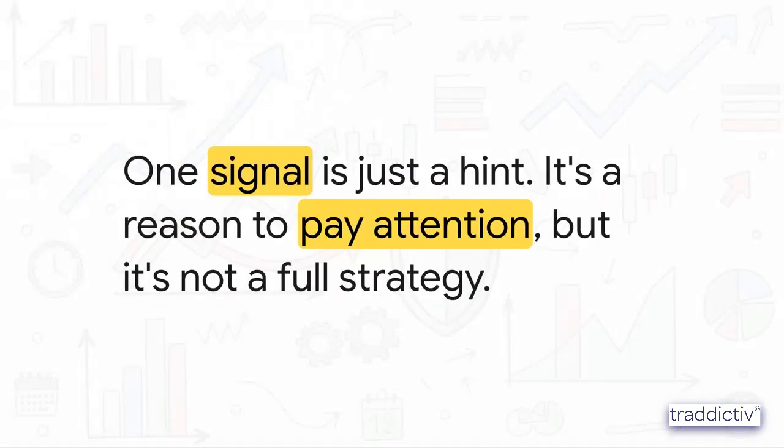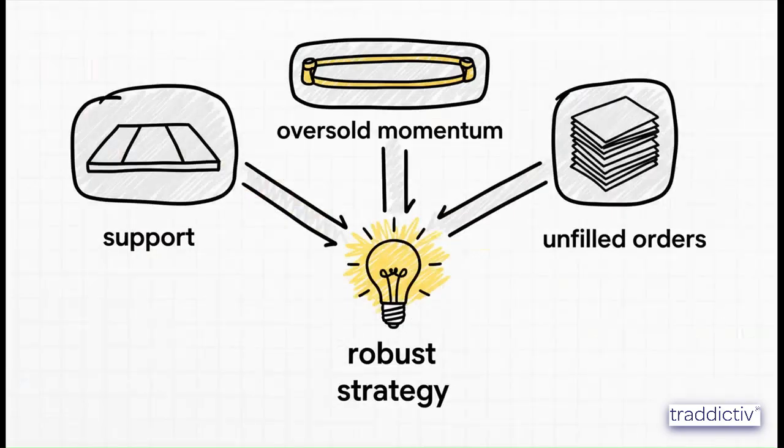Think about it this way. Seeing just one of these signals, let's say an oversold indicator reading all by itself, is just a hint. It's a reason to pay attention for sure, but it's not enough to build a really high confidence strategy around. And this is the absolute key. When a structural support level, an oversold momentum reading, and a zone of unfilled orders all converge, we go from having a hint to having a robust strategy.